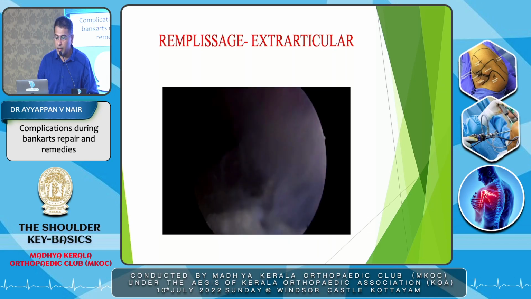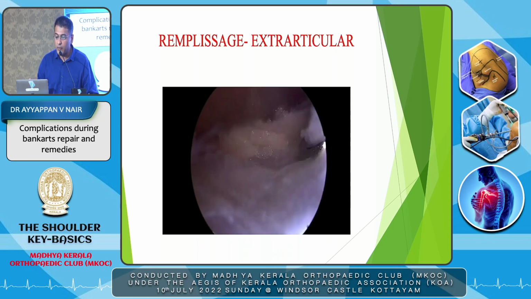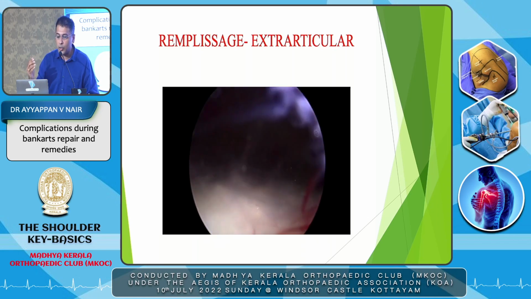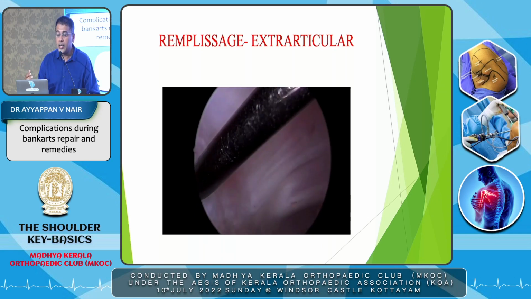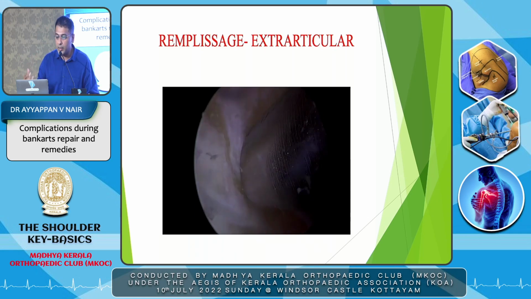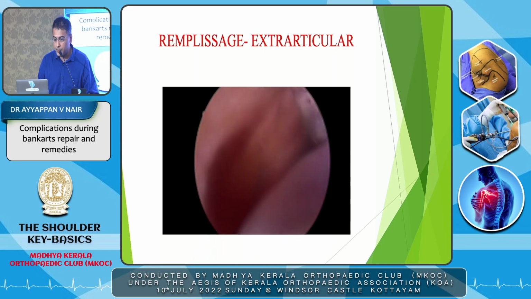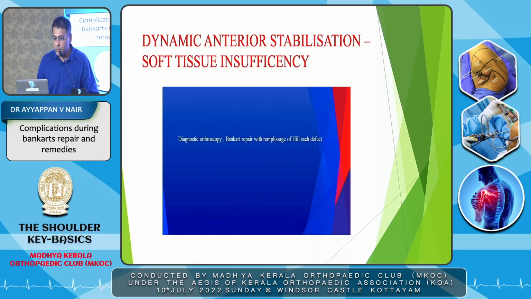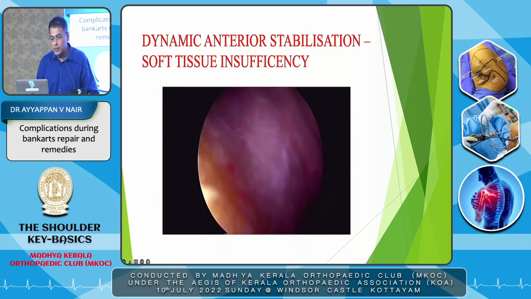So here, it is a little more demanding, this technique of extra-articular. That is, you come subacromially and then tie. Here we have to visualize as well as do a debridement. We have to be extremely careful with it. So, in soft tissue insufficiencies, there are certain soft tissue insufficiencies. In spite of all this, you are not able to get a good plication. So, this is an advanced technique.